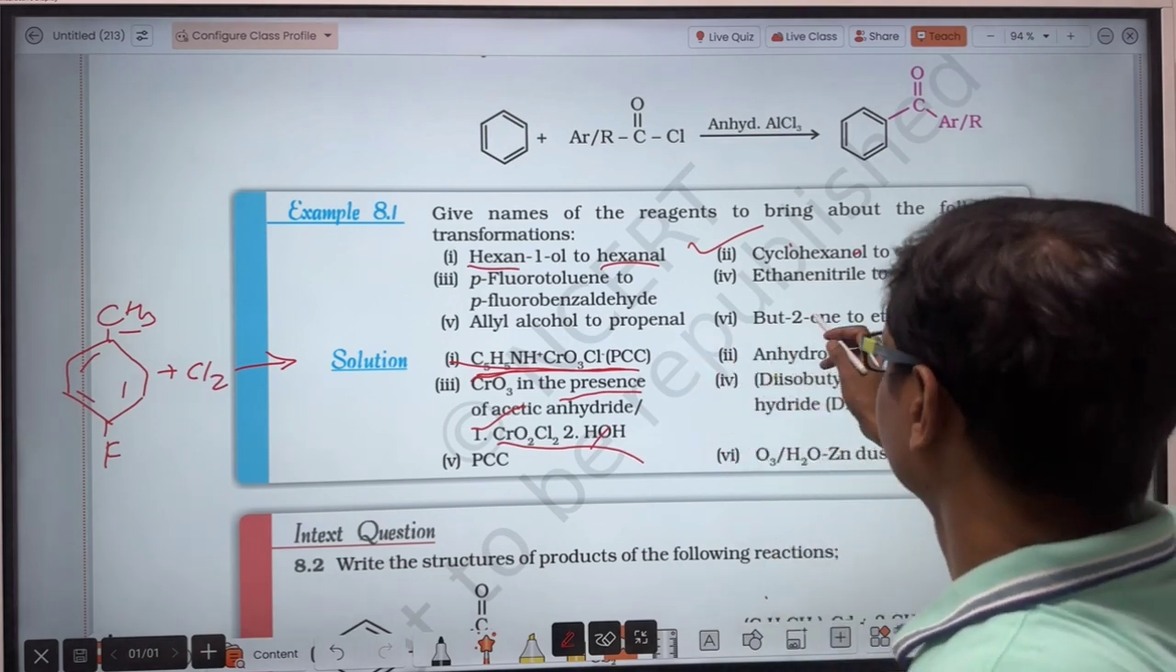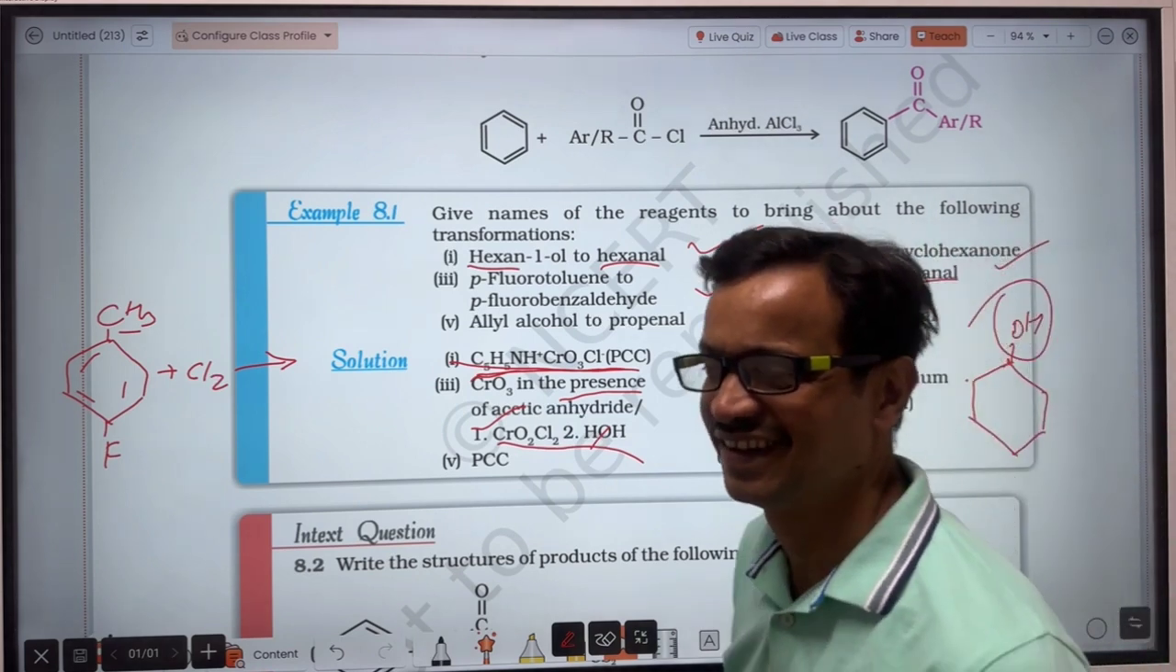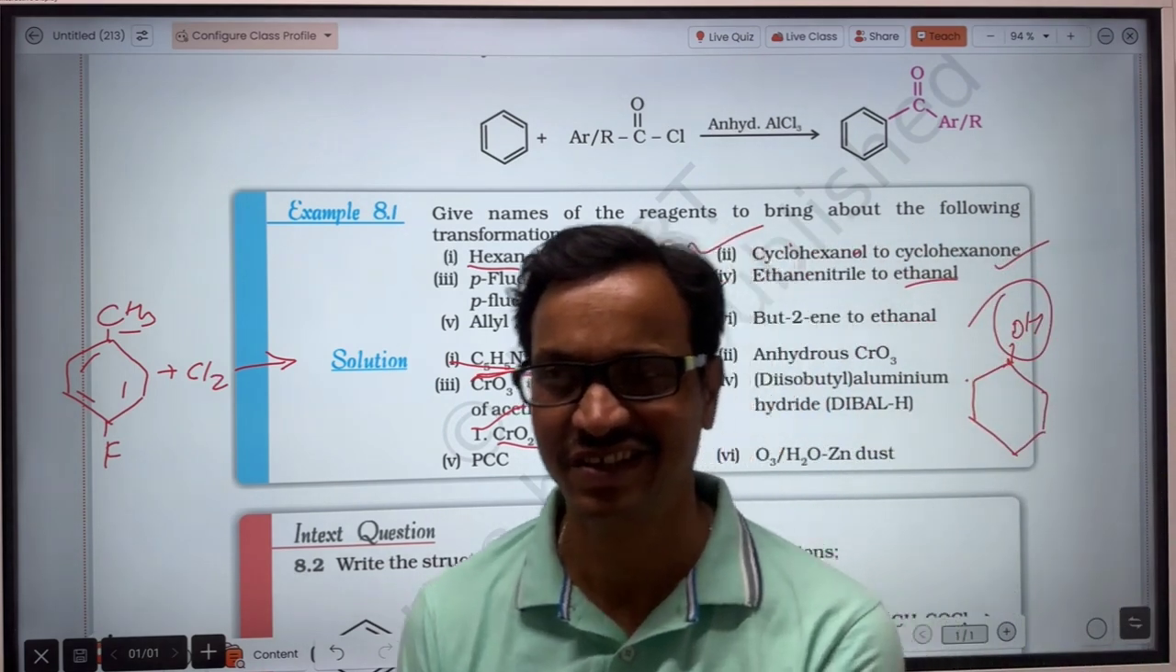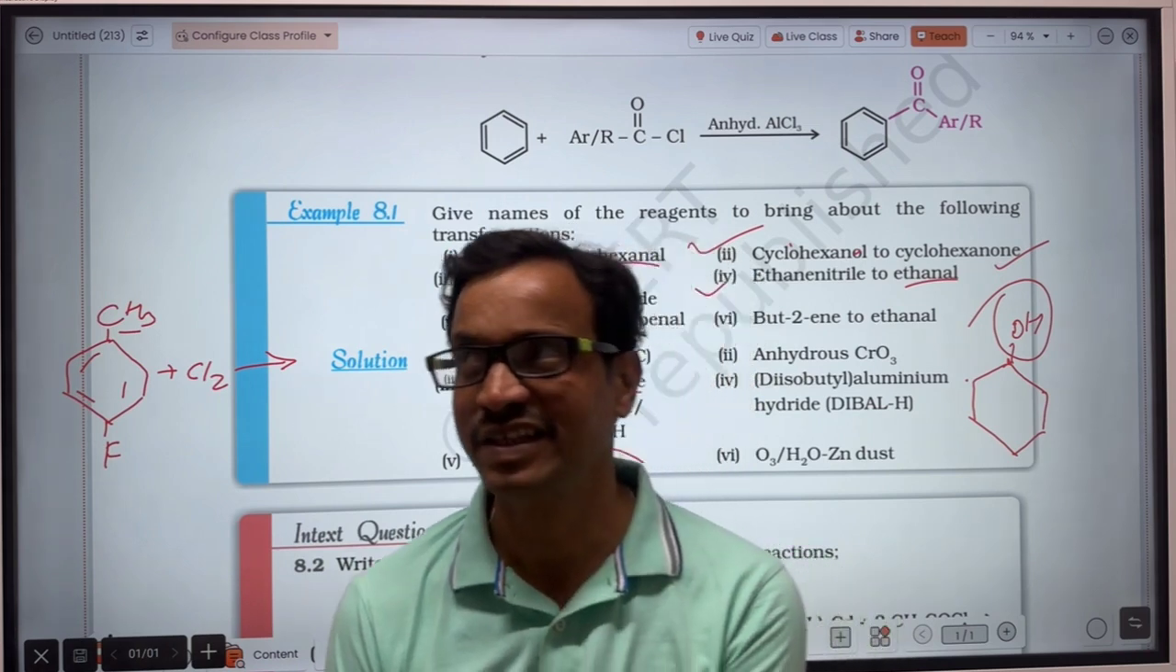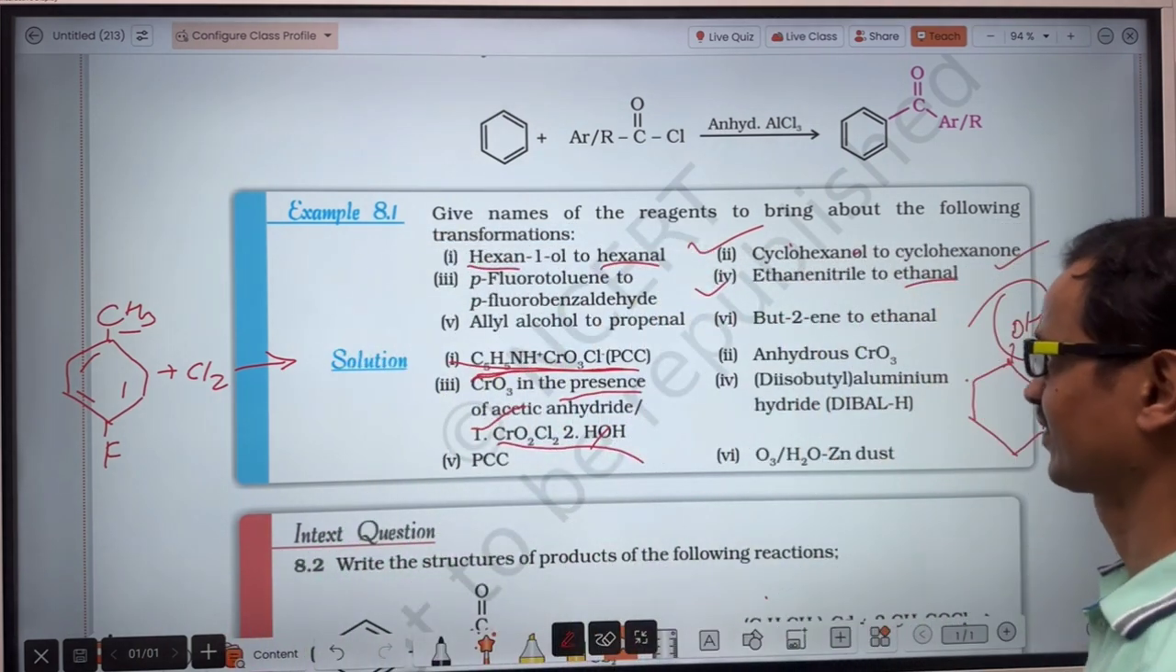Now the next point is ethane nitrile to ethanal. You have drawn that, and that is: firstly you reduce the ethane nitrile and then after that you react with water.